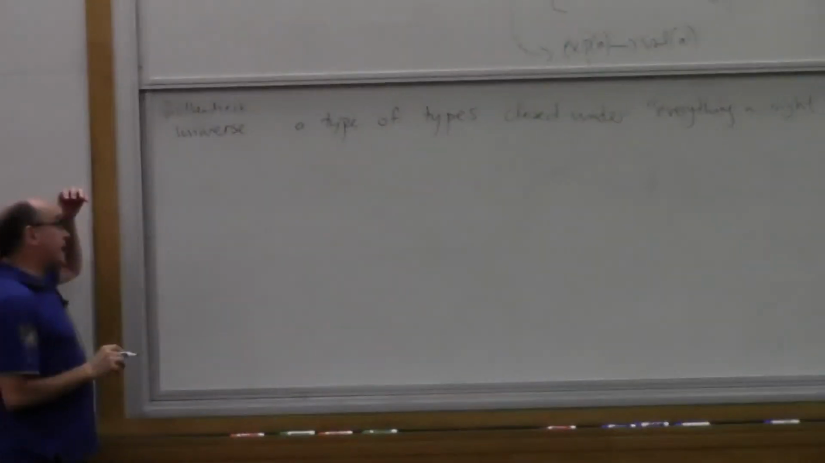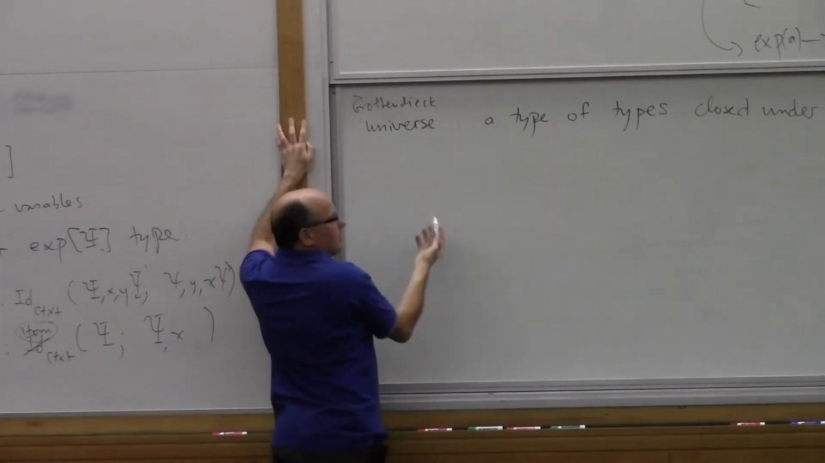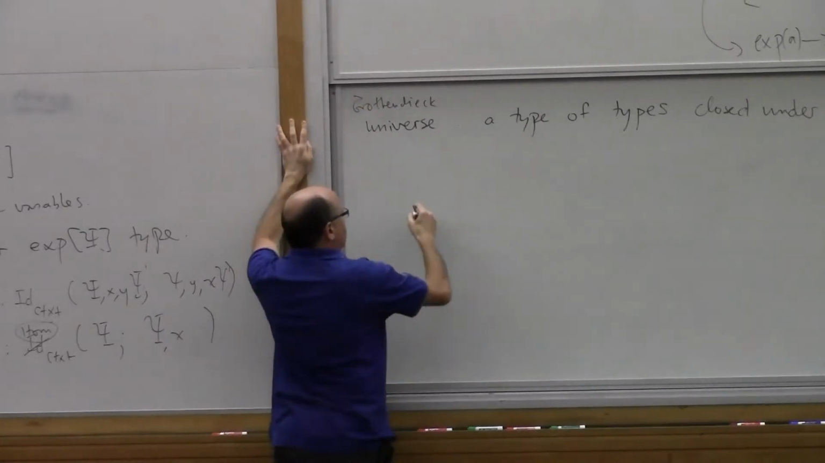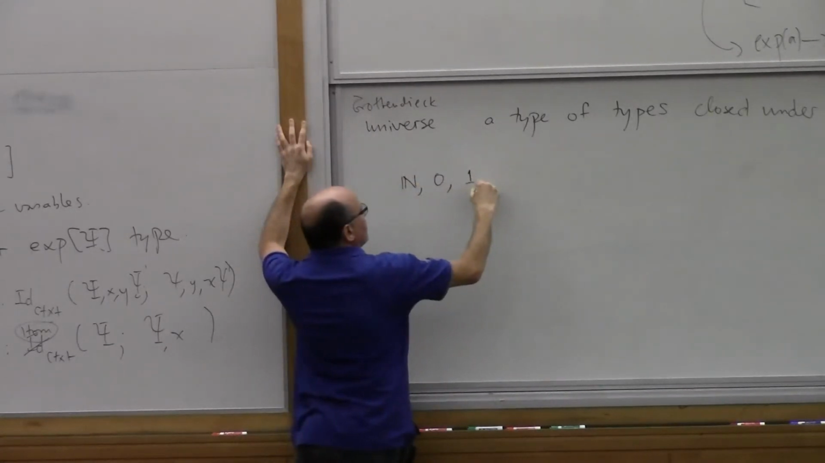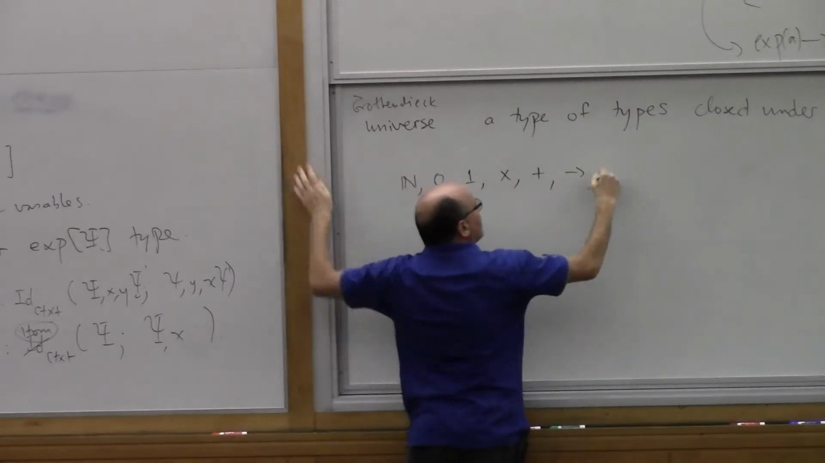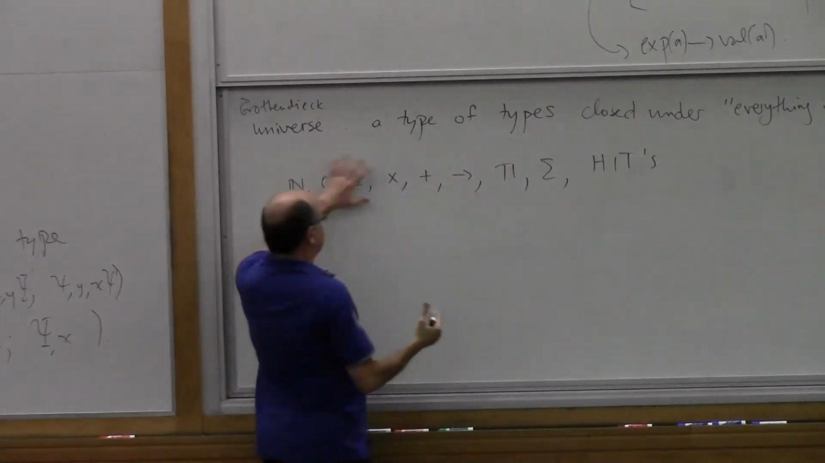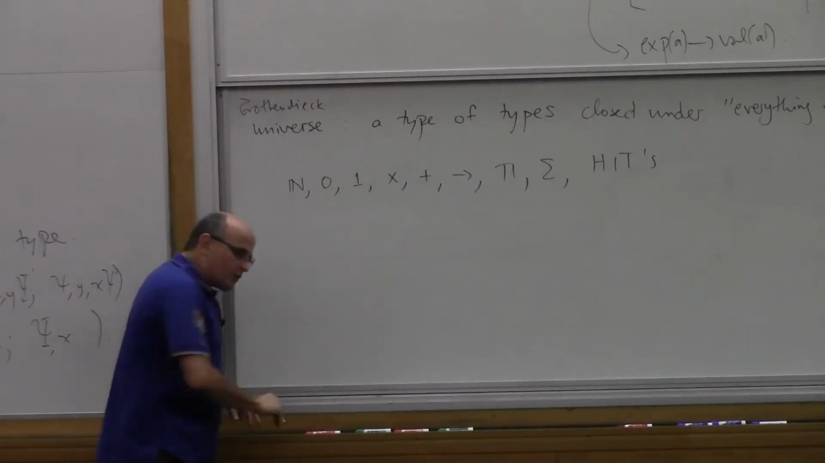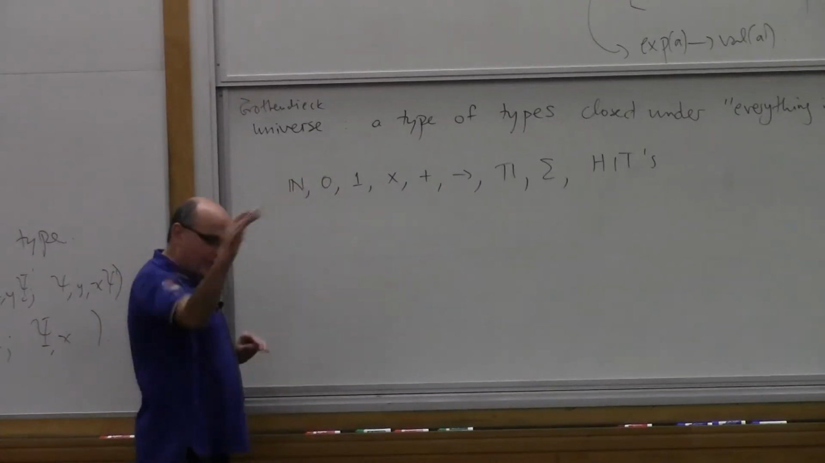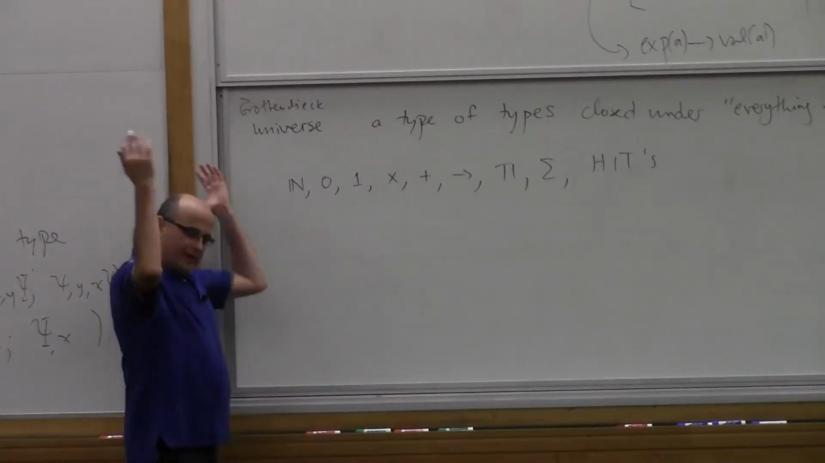So the idea is that it's everything to do with limitations of size. If we start out with a type theory that we were developing during the course of my lectures, let's just say for concreteness, we have natural numbers, and we have 0, and we have 1, and we have cross, and plus, and arrow, and pi, and sigma, and maybe I have various HITs. What I can do is draw a box around everything I've done so far and call that one thing, and that's called the universe. And then I can iterate everything using a universe.